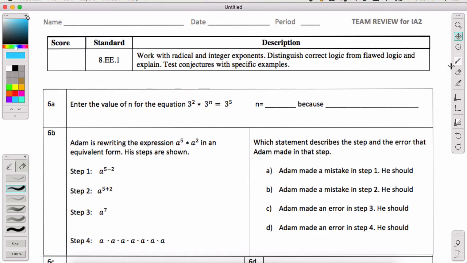We are on page 6 of the Interim 2 for 8th grade. This is for Miss Allen, Mr. BR, and Miss Agopov's classes. So we're going to work on AEE 1, working with radical and integer exponents, distinguish correct logic from flawed logic, and explain and test conjectures with specific examples.